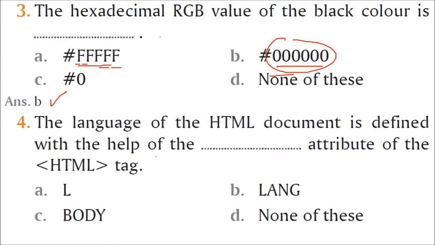The language of the HTML document is designed to define with the help of the dash attribute of the HTML tag. So lang, this is the answer, B. The lang attribute is to define the language of the HTML document.